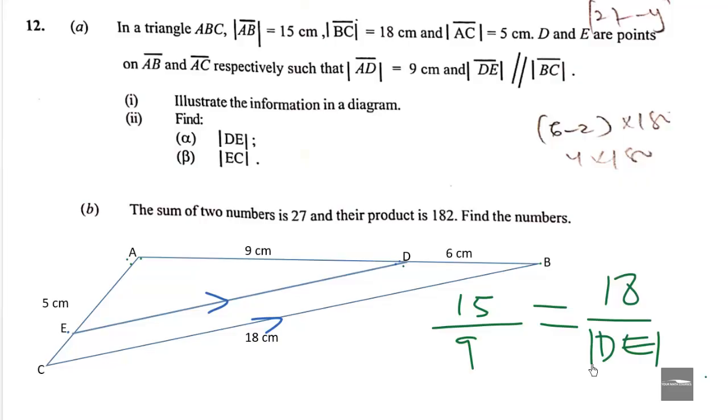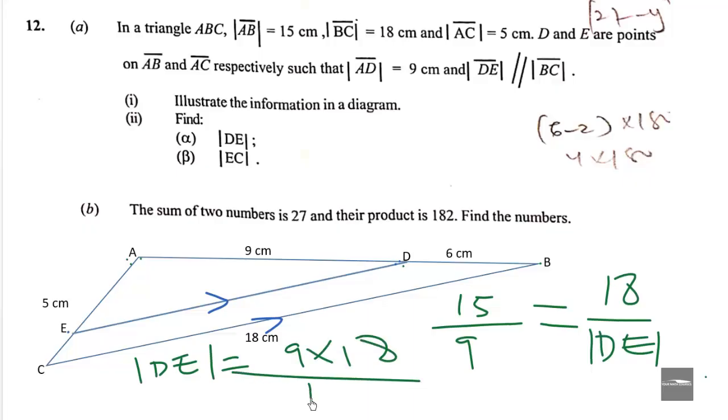The magnitude of line segment DE will be equal to, when we cross multiply, 15 DE will be equal to 9 times 18. Then you divide through by 15. And when we simplify this will give us 10.8 centimeters. Therefore, DE is equal to 10.8 centimeters.